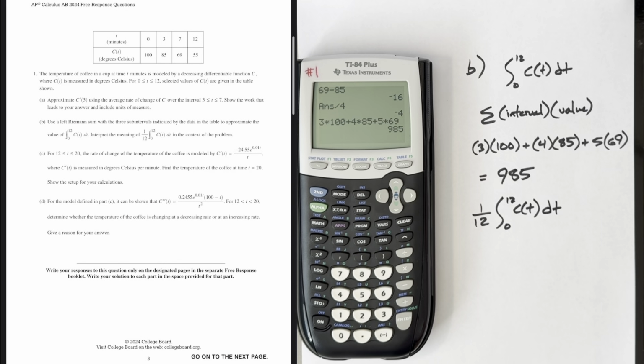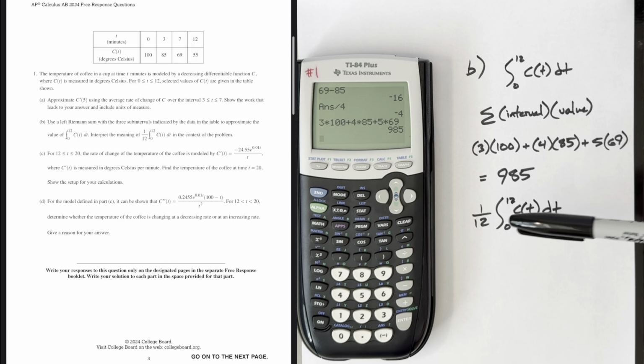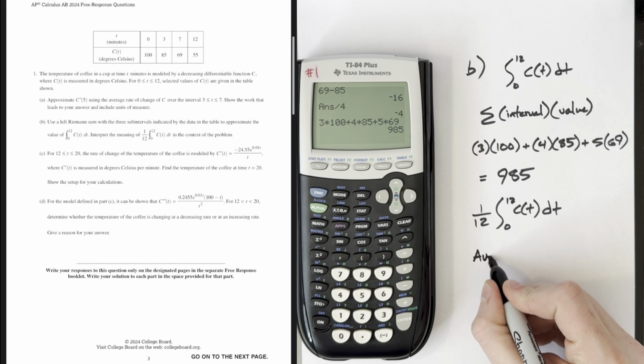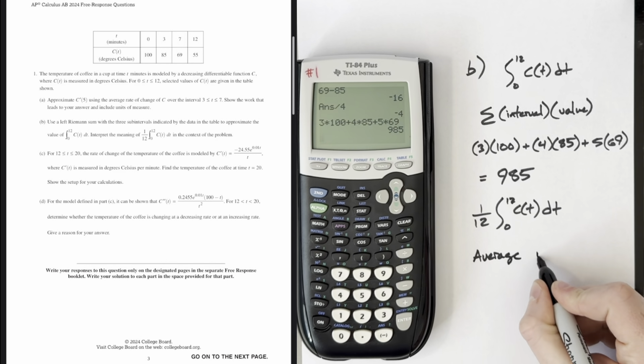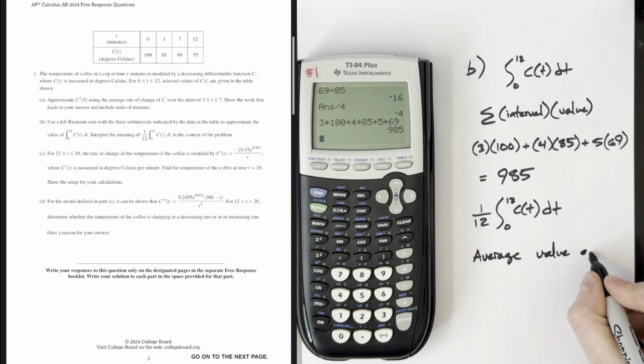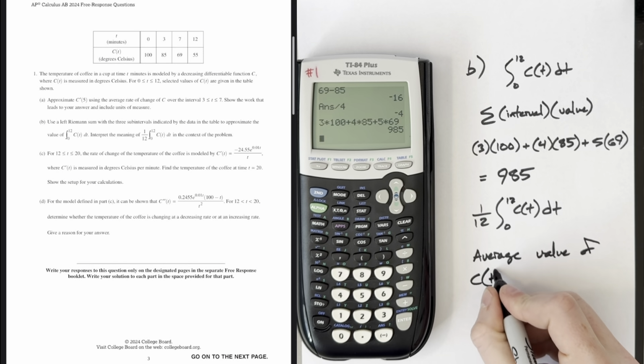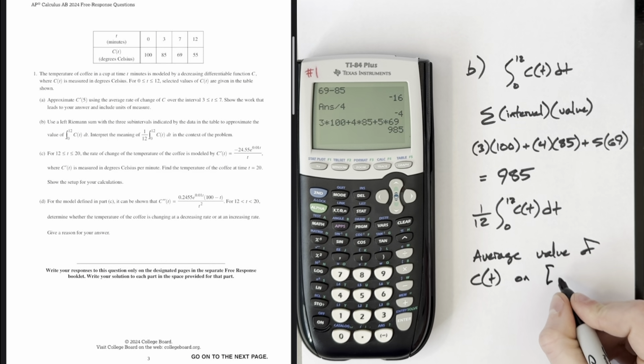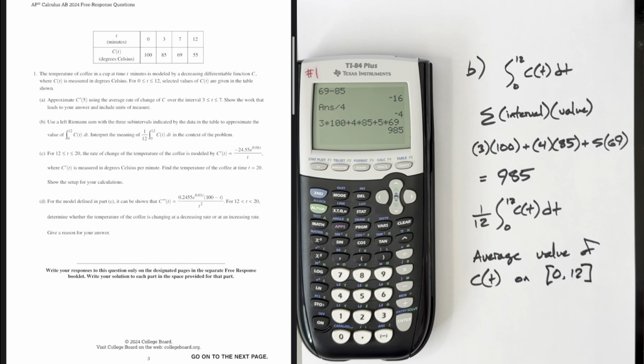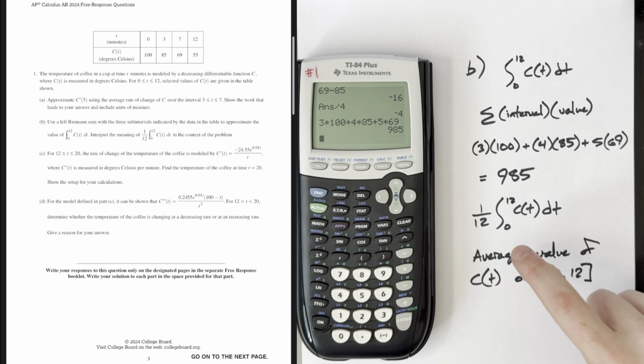Now, we know that the integral from a to b of a function divided by the length of that interval, or b minus a, which is 12 minus 0, this is the average value of c of t on the interval 0 to 12. And this is something that's really important, understanding that the integral from a to b of f of x divided by b minus a is the average value of the function. So it is the average value of c of t.